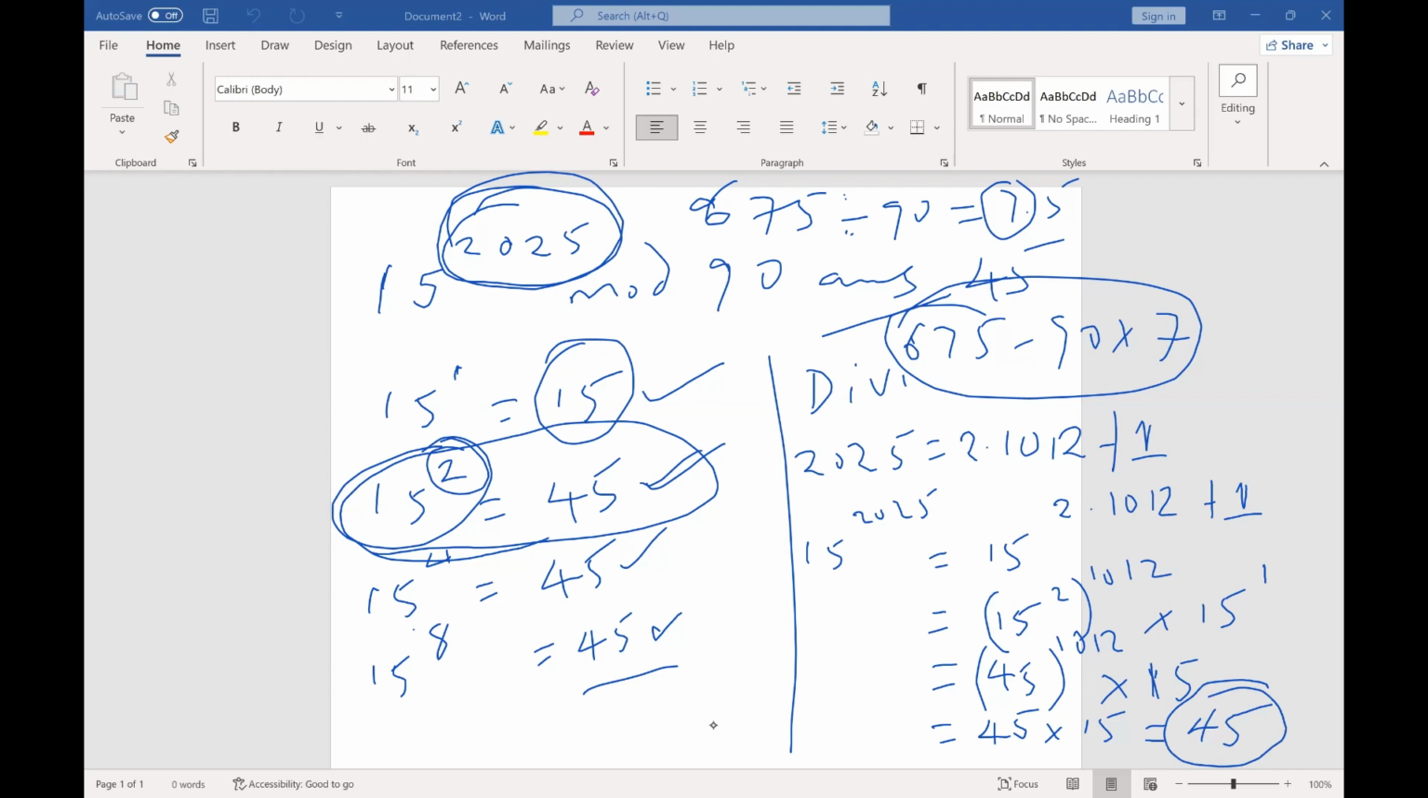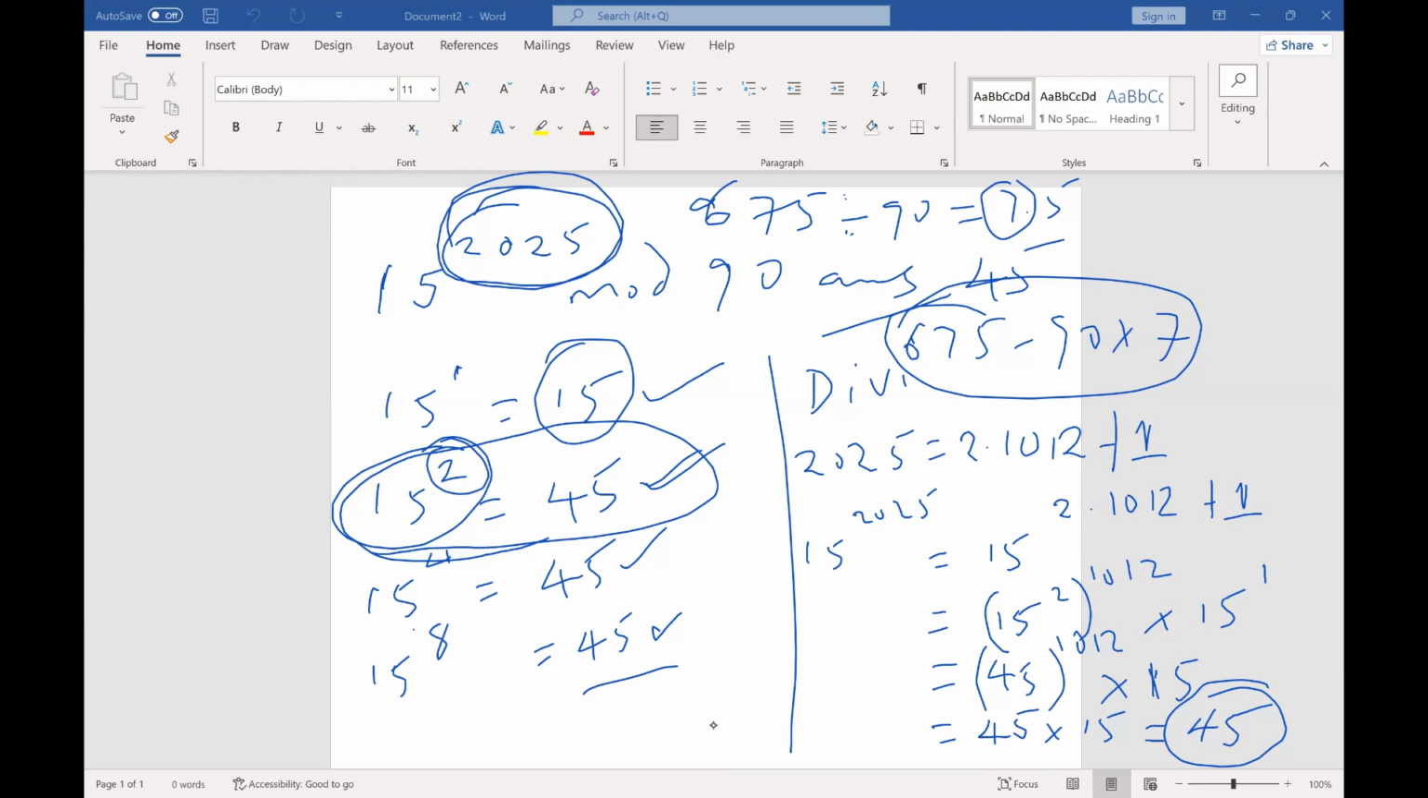675 divided by 90, is the remainder 45? It's 45, is that okay? So the remainder is 45. Yours is not. Let me see what you have in your calculator. Yes, what you're saying is, you've done it well. You have 675 divided by 90, you have your answer 7 point 5.